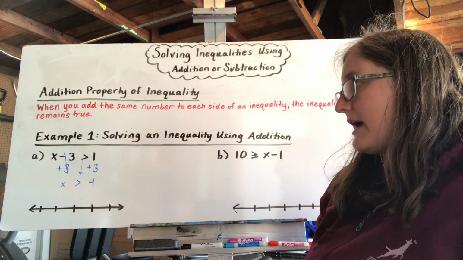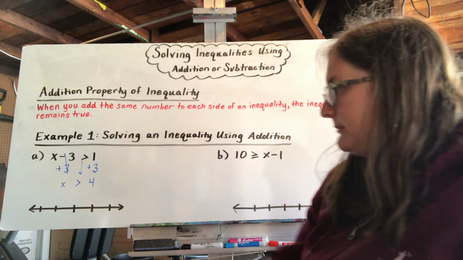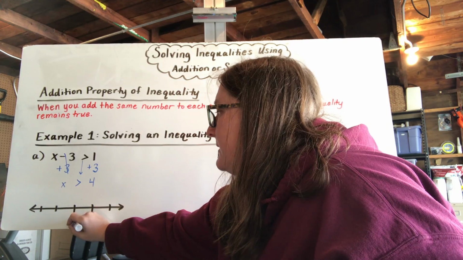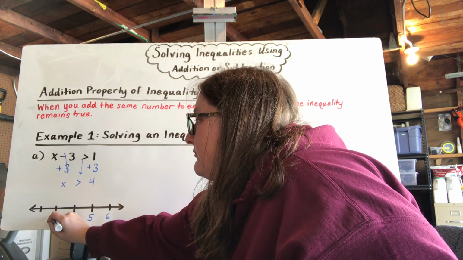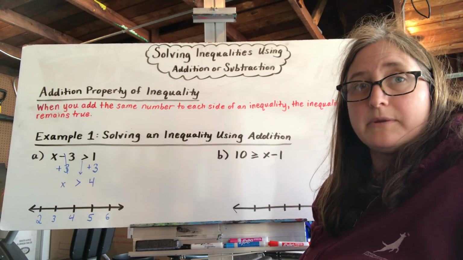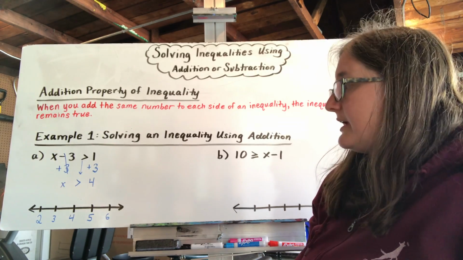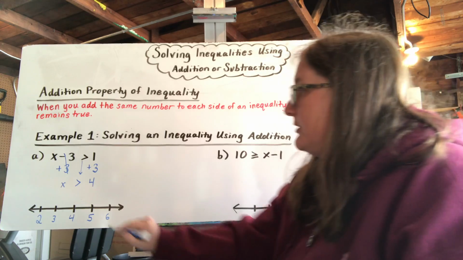If I'm asked to graph that, I need to compare my x variable to the number 4. So I'm going to put 4 right in the middle of my number line. I'm going to put a few numbers greater than 4 and a few numbers smaller than 4. And at 4 exactly is where I'm going to make my circle.